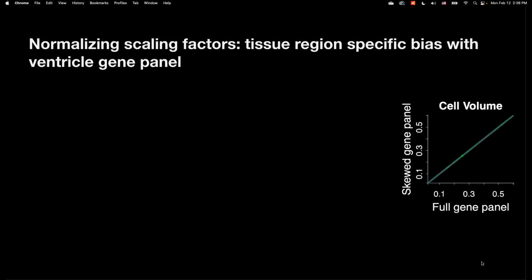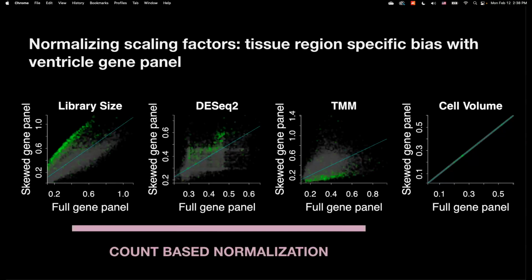However, when we look at the scaling factors computed with the count-based normalization methods, we find that there's a significant tissue region-specific bias when we use the ventricle skewed gene panel. Here I'm showing the scaling factors computed with the full gene panel on the x-axis and the scaling factors with the skewed gene panel on the y-axis.